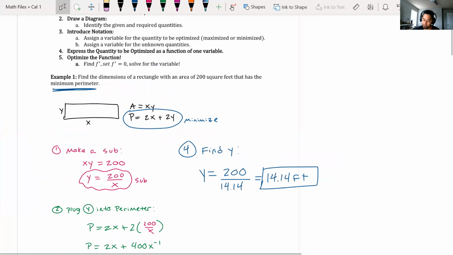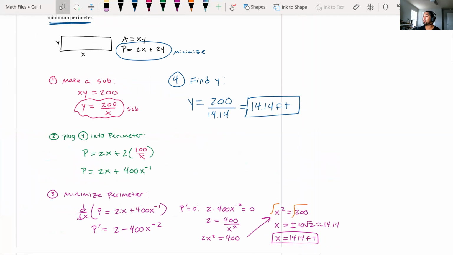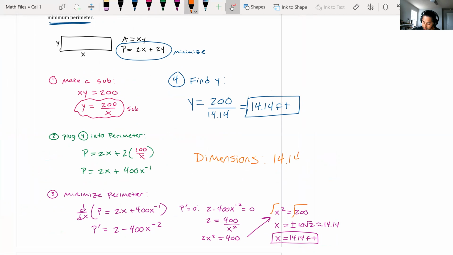So if you ever optimize a rectangle, it becomes a what? Square. A square. And our dimensions are 14.14 feet by 14.14 feet. And that's how optimization works.